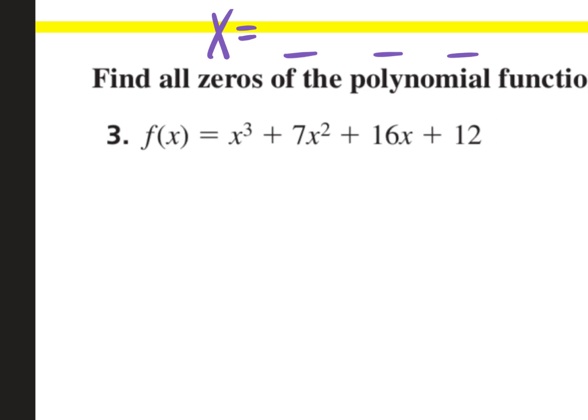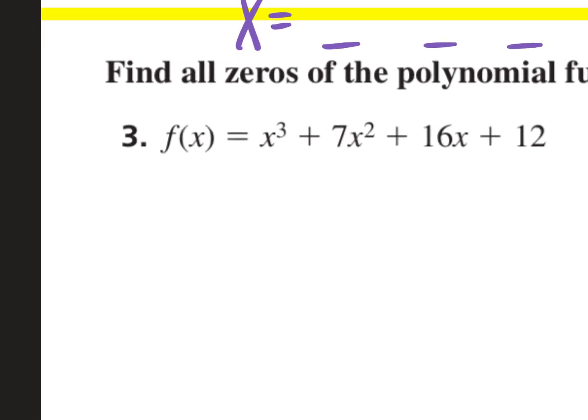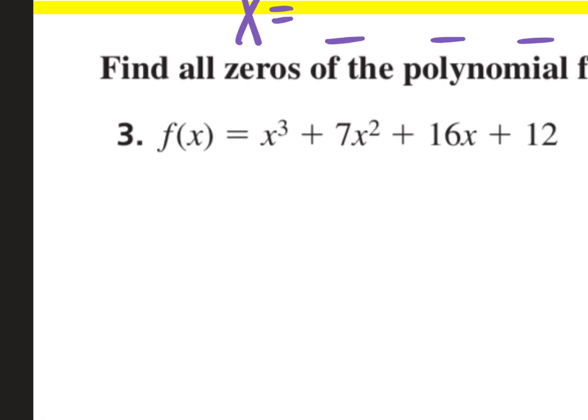So we can't group. If we can't factor by grouping, what do we have to do? Last over first. What are factors of my last?